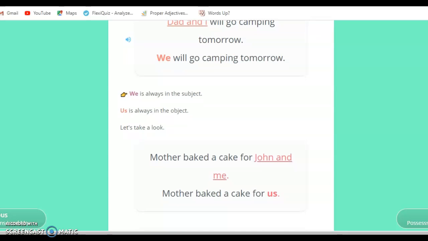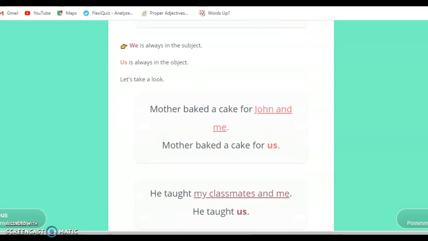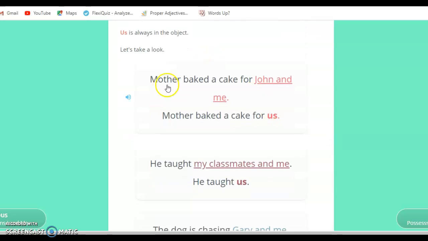Let's look at some examples of us. "Mother baked a cake for John and me." "Mother baked a cake for us," because it comes after the action, right? "He taught my classmates and me," so we will say "He taught us." Taught is the past tense. Taught is one way of saying teach, right? It's the past tense of teach.